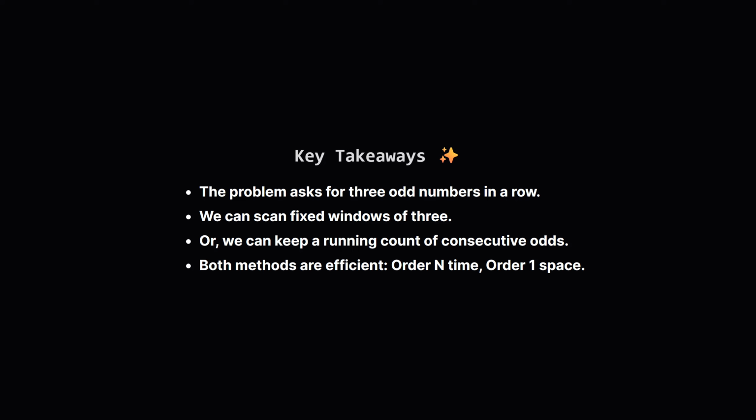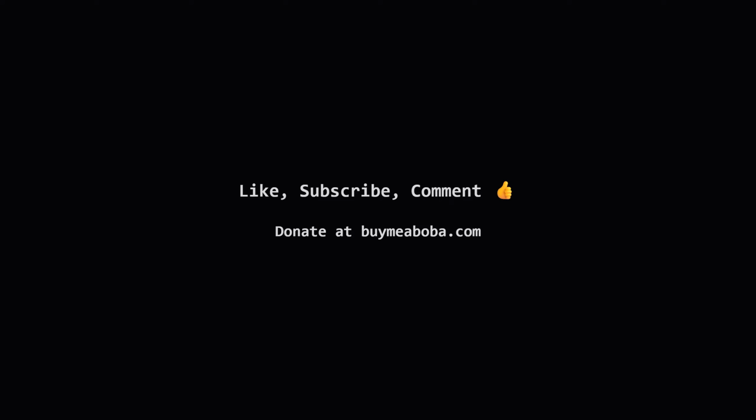So to wrap things up, the core task was to find 3 odd numbers right next to each other in a list. We saw 2 good ways to do it. The first was to slide a window of size 3 across the list and check each window. The second, and perhaps a bit more direct, was to keep a running count of consecutive odd numbers, resetting it when we hit an even number, and stopping as soon as that count reached 3. Both of these solutions are nice and efficient, running in what we call order n time and using order 1 extra space. Hope that breakdown made sense and helped you understand the 3 consecutive odds problem a little better.